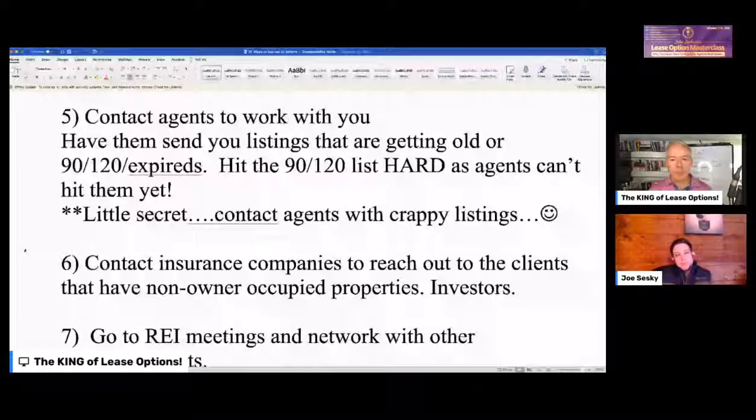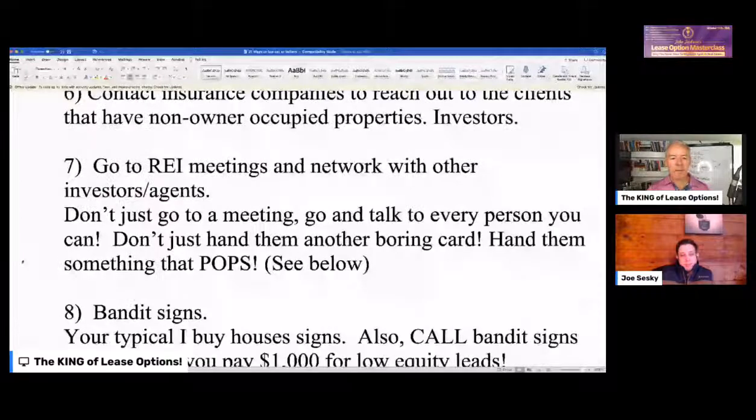You can contact insurance companies and reach out to their clients that have non-owner occupied properties, like investors. There's actually a list servicing company where we can get people that have investor insurance policies.